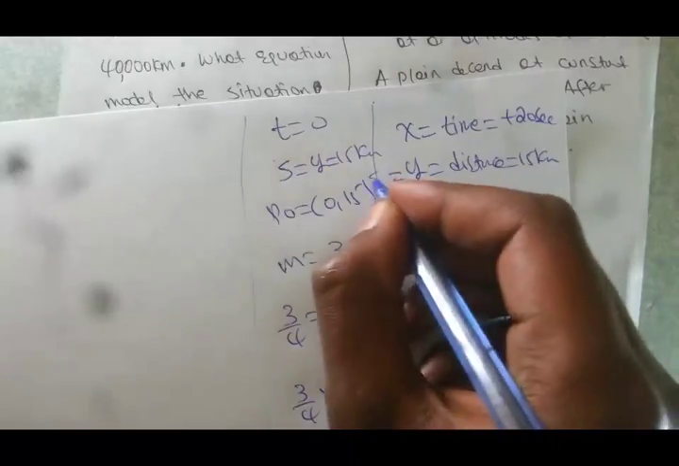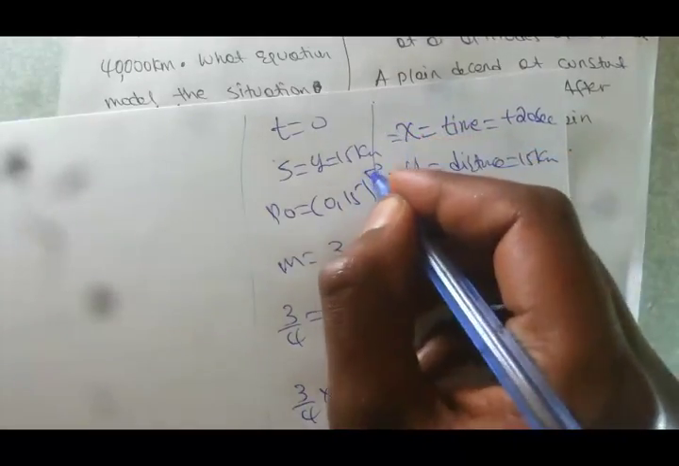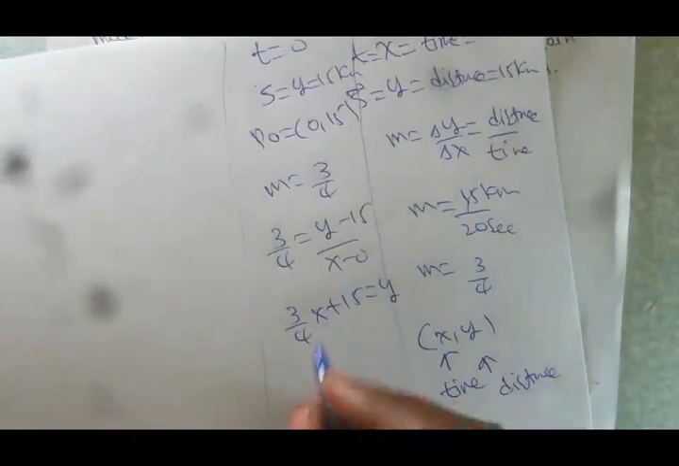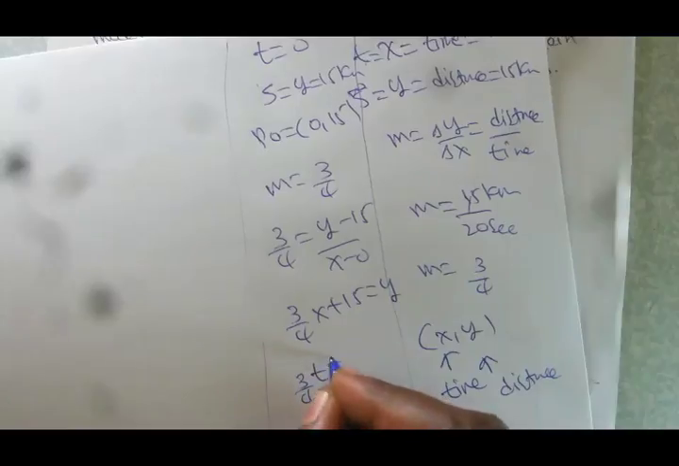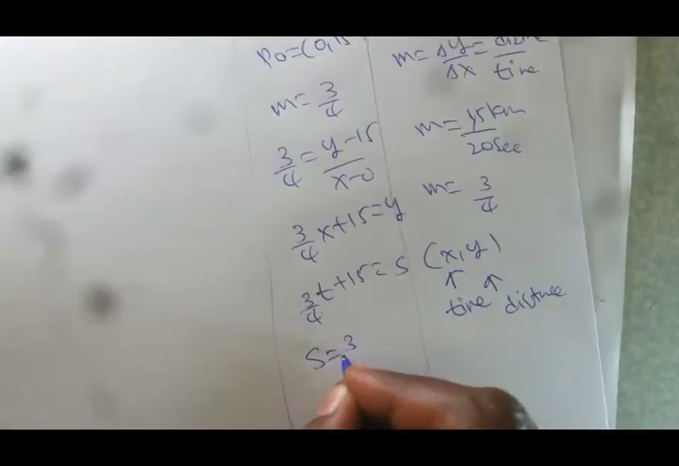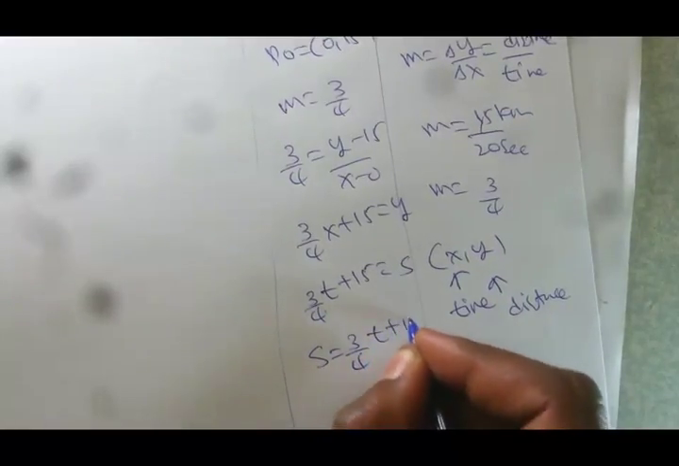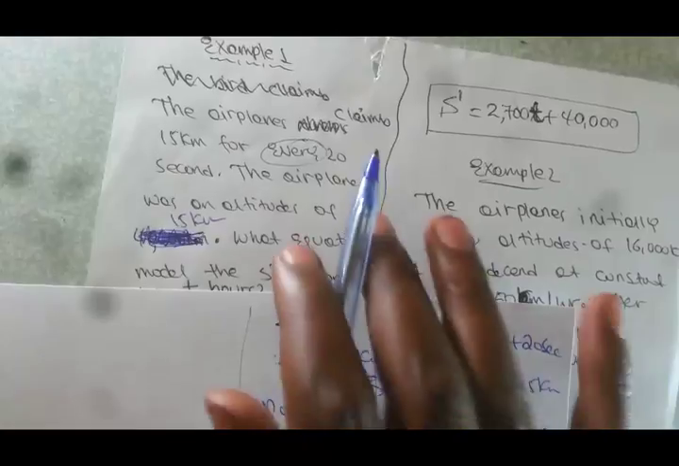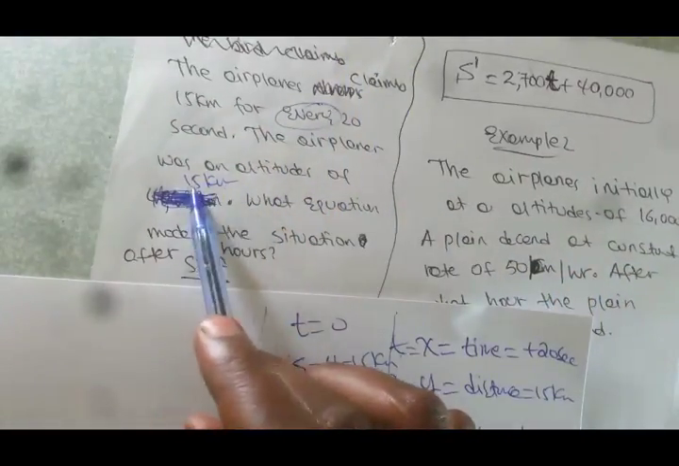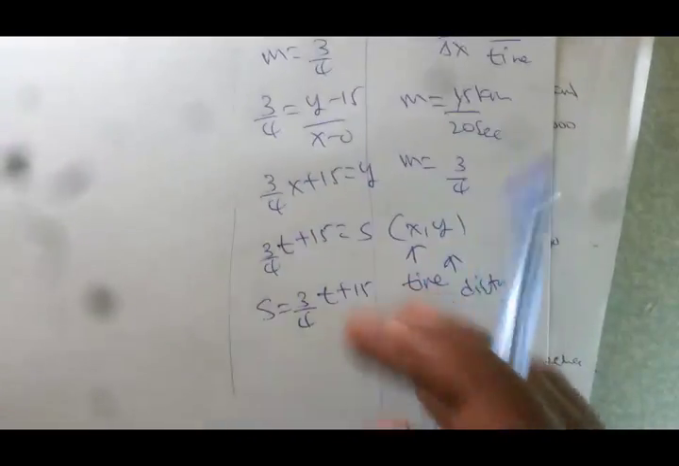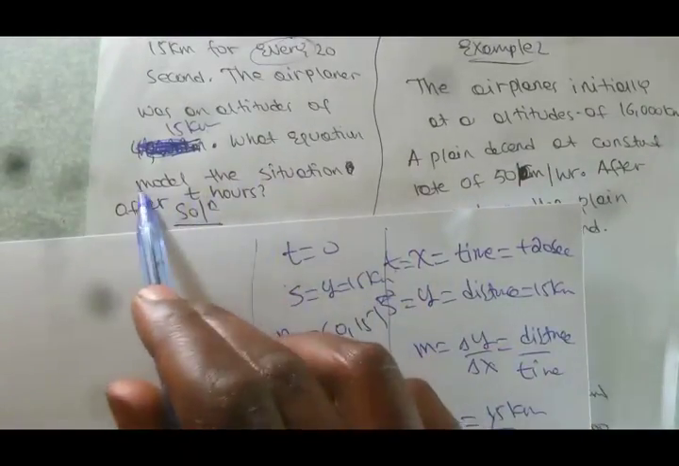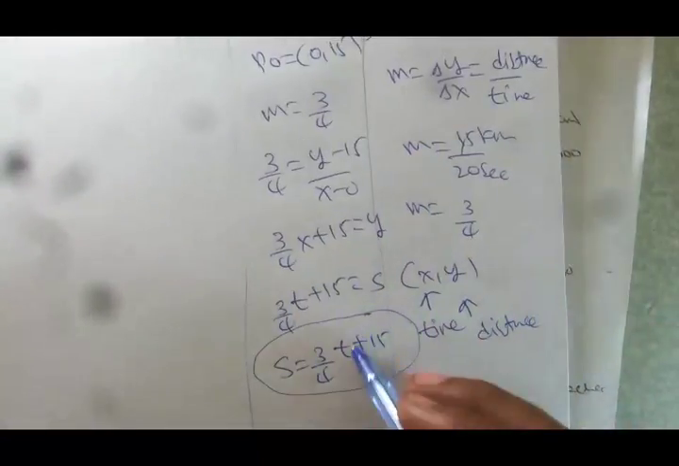This y is distance, and this is time. Therefore x is time. 3 over 4 t plus 15 is equal to y, which is distance. Therefore distance is equal to 3 over 4 t plus 15. And we are asked what equation models the situation, where the airplane was at an altitude of 15 kilometers initially, and this is our final model, the model after t hours.